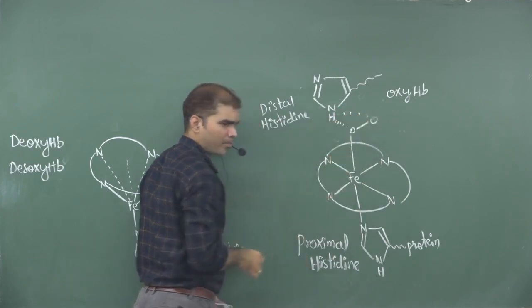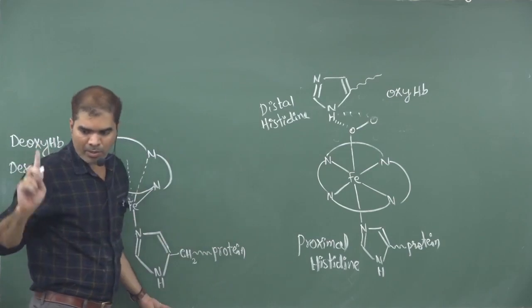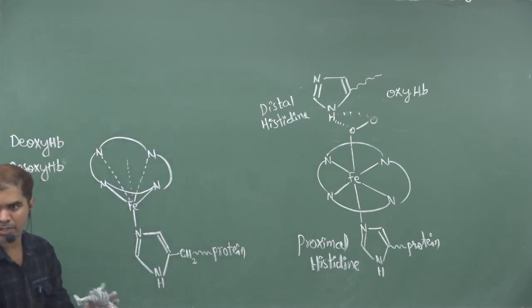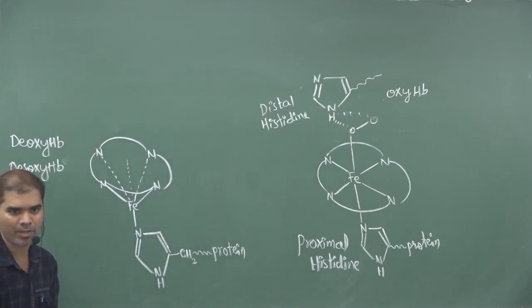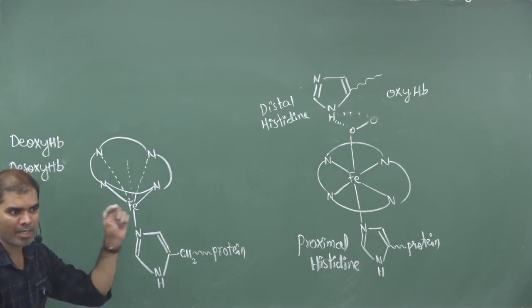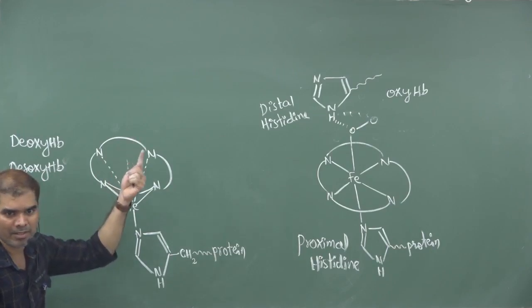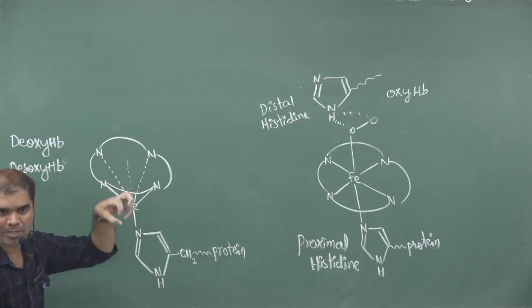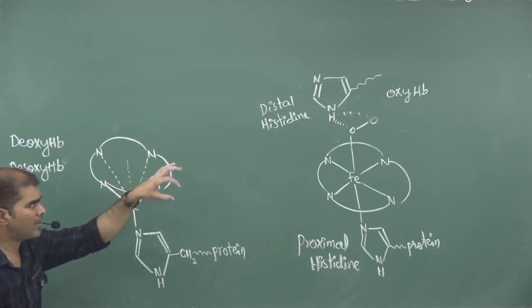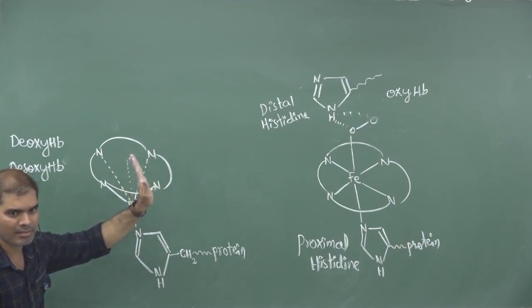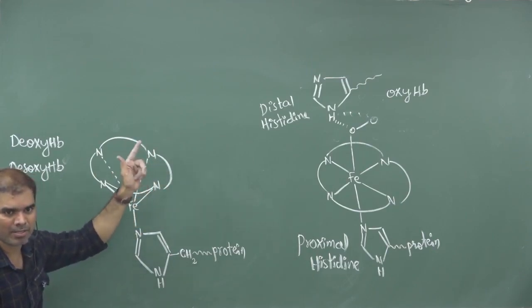It gets stability from hydrogen bonding. So in oxyhemoglobin, do you find any hydrogen bonding? If that is the question, what is your answer? Yes, definitely yes. Where is the hydrogen bonding coming from? It is coming from the hydrogen of distal histidine. So that will offer some stability so that dioxygen can stay nicely there. That is the importance of a distal histidine.